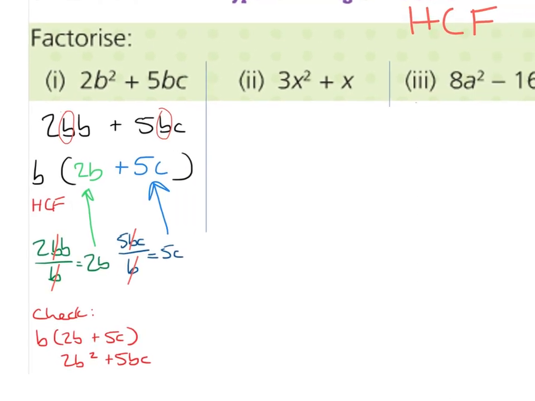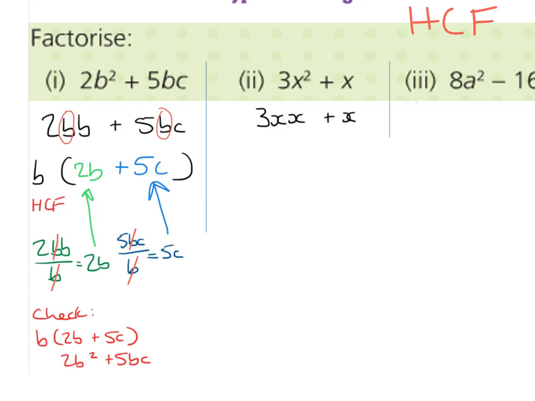Next, we're going to factorize 3x squared plus x. We're going to do it in the same method that we've used over here. So we start off by expanding 3x squared, and we get 3xx. So x squared is really x multiplied by x, and x multiplied by x is just two x's stuck together.